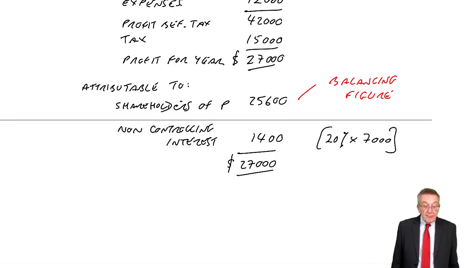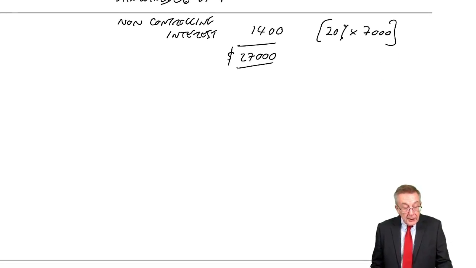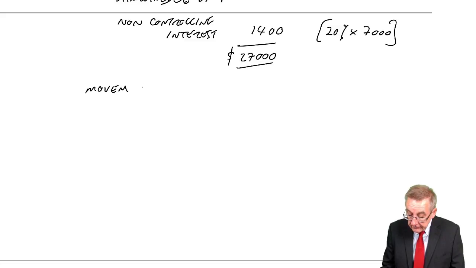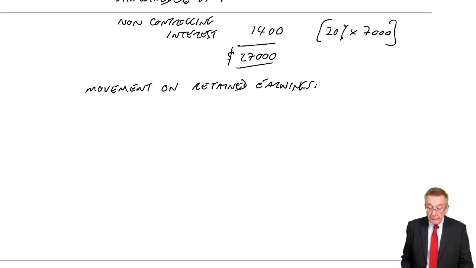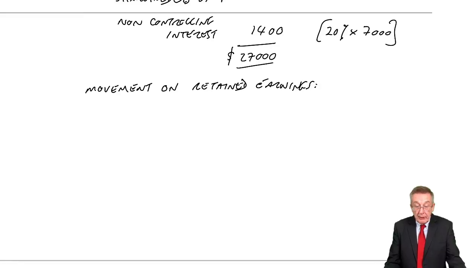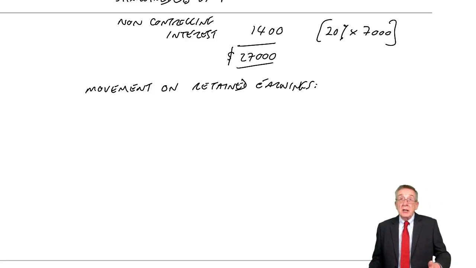Note also, this won't always be asked, but it is here. It says, prepare the consolidated statement of profit and loss, which I've done, and the movement on retained earnings for the P group. And so, the movement on retained earnings, all we've dealt with is this year's profit, the current year, 2009. For the moment, movement on retained earnings, we want to show effectively the retained earnings as they appear in the statement of financial position.